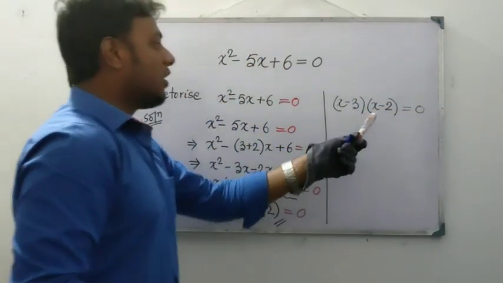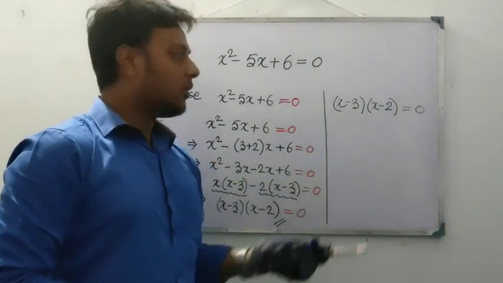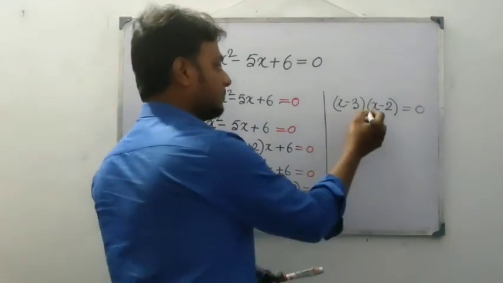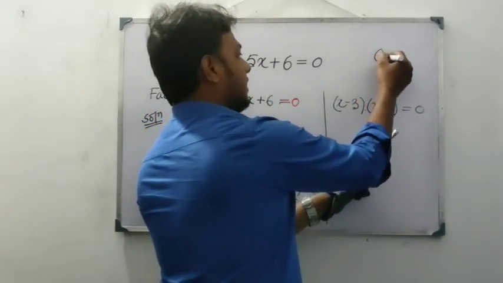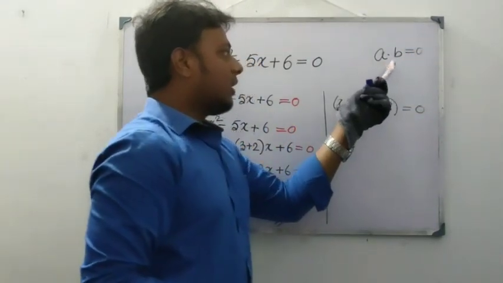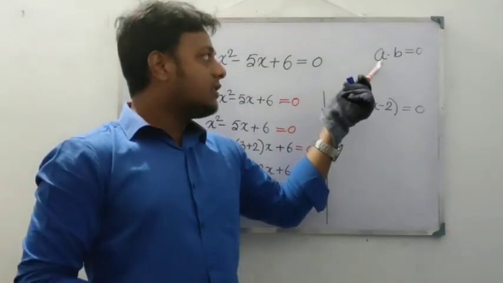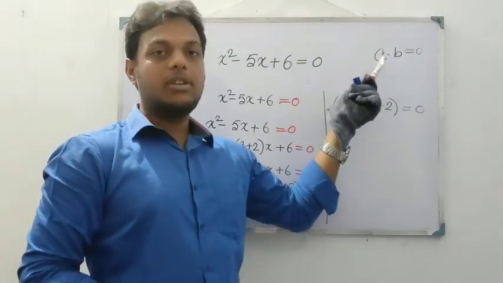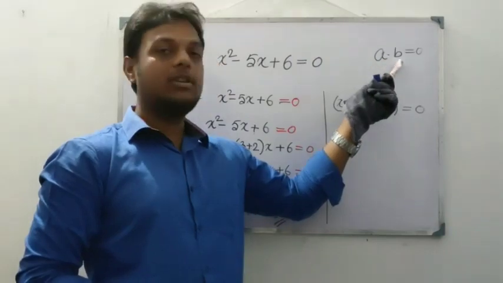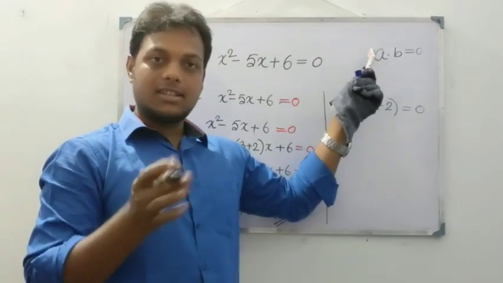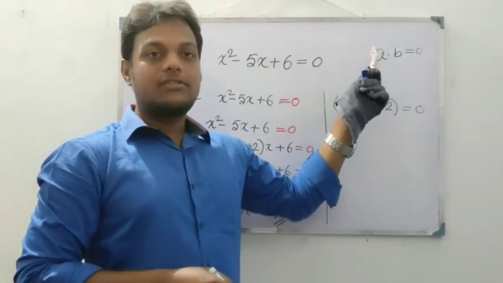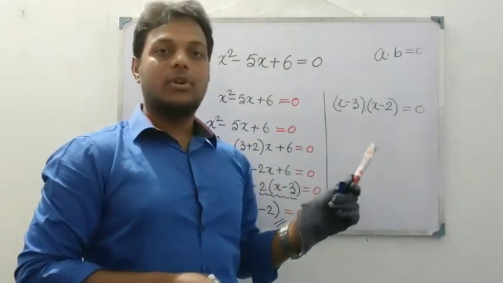Here the product of two numbers is 0, so we can conclude that either the first one is 0 or the second one is 0. Just try to remind that if a into b is 0, you can conclude from here that at least one of a and b must be 0. If we consider any two non-zero terms a and b, that means a is a non-zero number and b is a non-zero number, then it is impossible that after the product you will get 0. It is impossible.